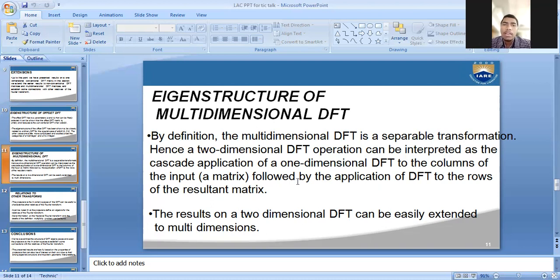Means the multidimensional DFT is a separable transformation. Hence, a two-dimensional DFT operation can be interpreted as the cascade application of the one-dimensional DFT. Means the result of a two-dimensional DFT can be easily extended to multiple dimensions. Next, we will move on to the next slide.